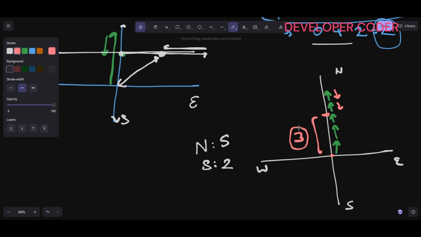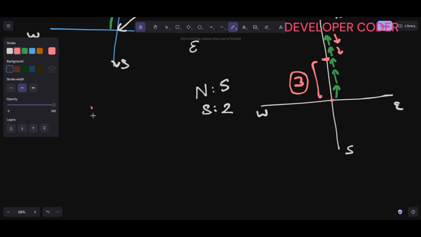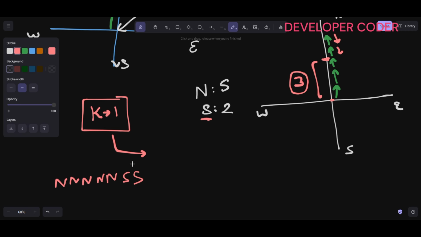Now tell me, let's suppose your k value is 1. In this case you can change any one direction. So let's suppose you change one south to north, so the sequence n n n n n s s becomes n n n n n n s. Now the north count is going to become 6 and the south count is going to become 1. So what is the absolute value that you are going to get now? You are going to get 5. Previously it was 5 minus 2, which was 3, but now you are getting 5. So plus 2 is happening.